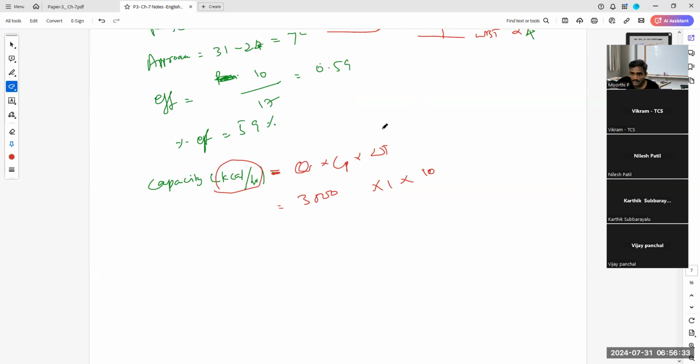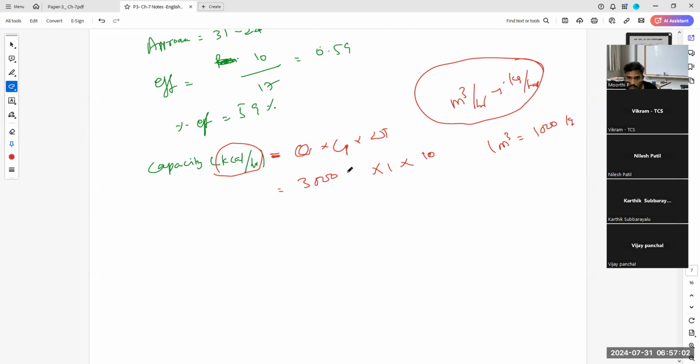Yes, it's 1. The Q is 3000 meter cube per hour. We need to convert meter cube per hour to kg per hour. Understand? 1 meter cube is 1000 kg. Into 1000 here. 10 power 3. 30 lakh, and it's 3 crore.